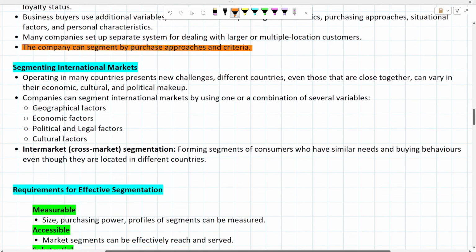So segmenting international markets. Operating in many countries presents new challenges. Different countries, even though they are close to each other, can vary in their economic, cultural, and political makeups. So companies can segment international markets by using one or a combination of several variables, such as geographical factors, economic factors, political and legal factors, and cultural factors. Intermarket or cross-market segmentation is forming segments of consumers who have similar needs and buying behaviors even though they are located in different countries.